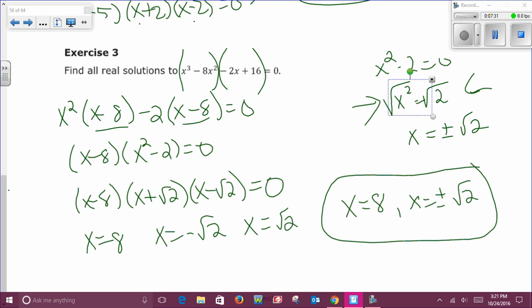So that is basically it when it comes to overcoming the obstacles in factoring. Because of the obstacles we chose to do today, it wasn't too bad.